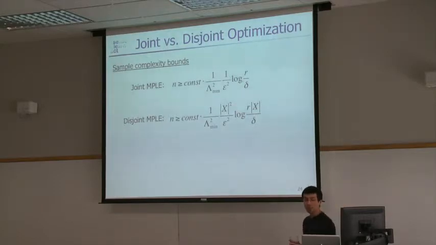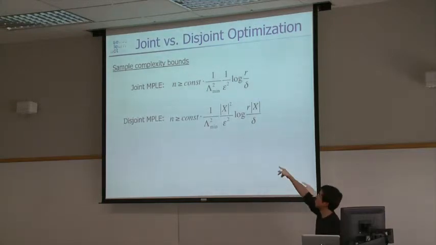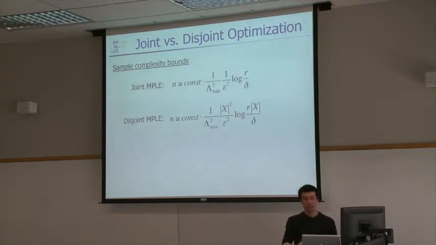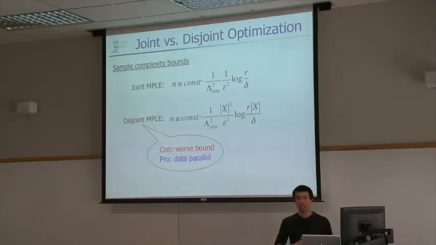So you can get sample complexity bounds for doing this. And they're pretty similar to the joint optimization bounds. But you get these extra terms, which are the number of variables, x, in your model. And so the con is that you have a worse bound, but the pro is that this is data parallel, so you can do it very quickly on a cluster.